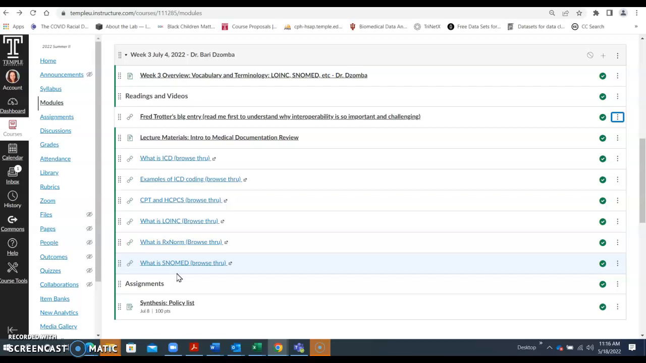And so you want to browse through these and really understand, when it comes to interoperability, all the ways that we can do great things for healthcare, as well as the challenges that could be experienced. And you want to think about these things as well as the past 2 weeks when you work on your assignment this week, which is to develop a list of policies.